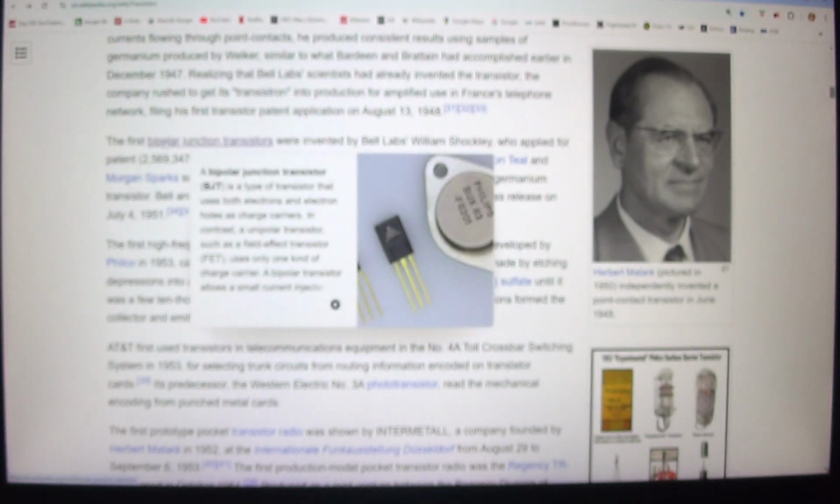By June 1948, witnessing currents flowing through point contacts, he produced consistent results using samples of germanium produced by Welker, similar to what Bardeen and Brattain had accomplished earlier in December 1947. Realizing that Bell Labs scientists had already invented the transistor, the company rushed to get its transistron into production for amplified use in France's telephone network, filing his first transistor patent application on the 13th of August 1948.